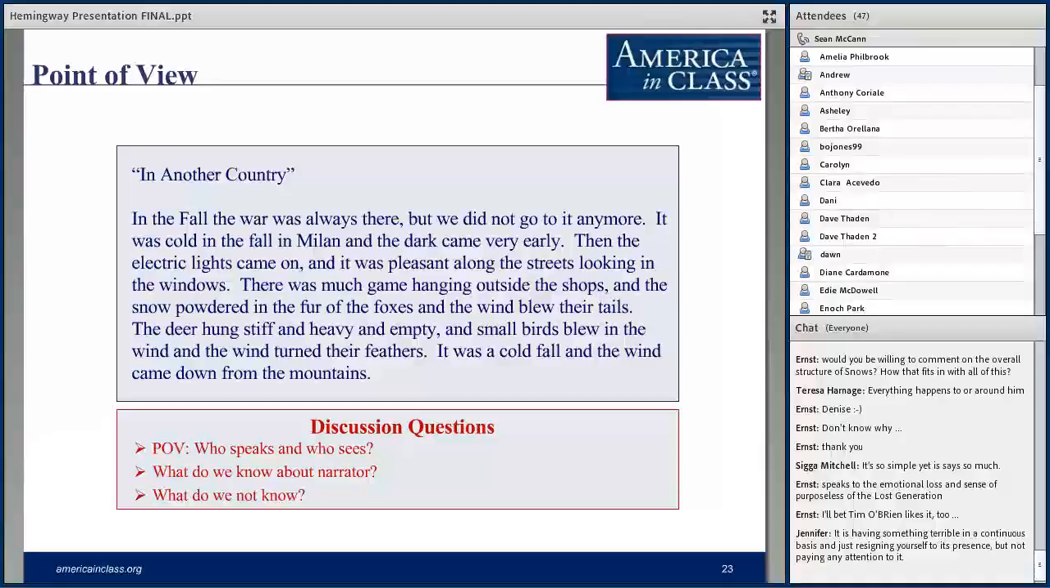What do you think? Good way to begin an analysis of this story. How would you respond to those questions? Who's speaking? What do we know about the narrator? And what do we not know? All right. Bunbury is typing here. Let's see what she has to say.